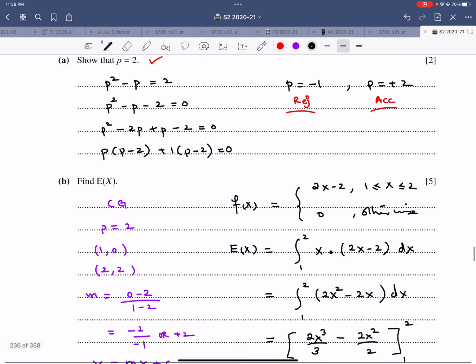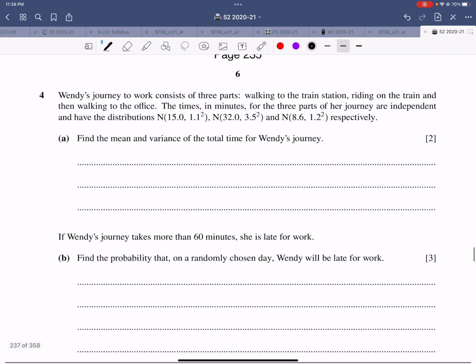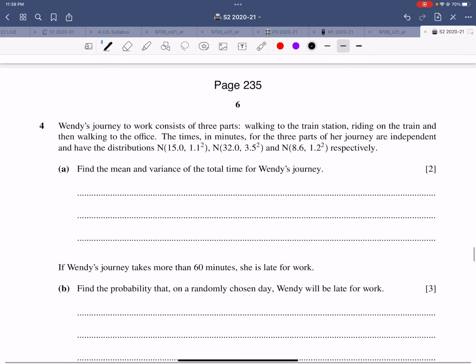Now we are on question number 4. So what is question number 4 all about? Question number 4 is all about, seems like, linear combination of random variables. These variables could be Poisson. It could be normal. So this is normal. So this is linear combination of normal variables.